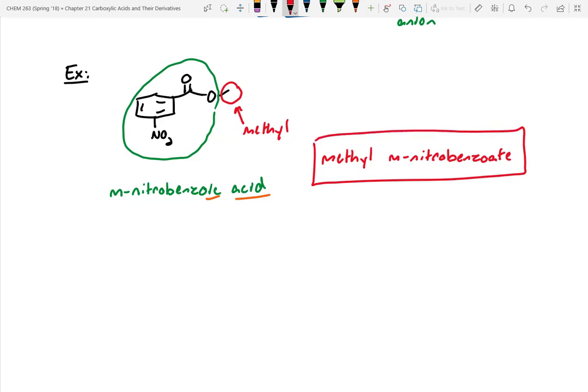Does that make sense? What people tend to get confused with is which to include first. The key thing to remember is always name the group coming off the oxygen first and then name everything else after that. It's easy to flip-flop them and think you need to name it the opposite way. Does that make sense? Want to try a harder one? Do one more.